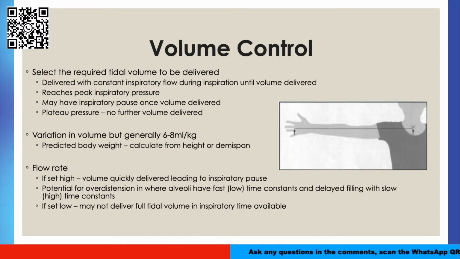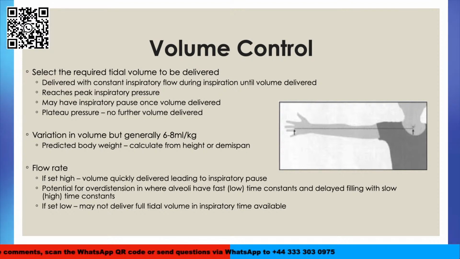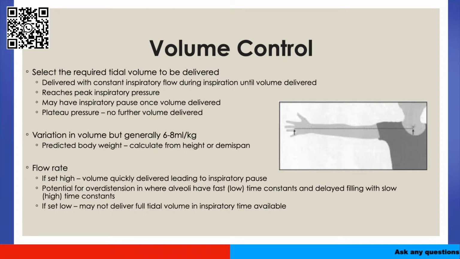If you set a high flow rate, it very quickly delivers the volume that you've asked it to deliver, but depending on your respiratory rate, there may well be an inspiratory pause. This means that if you have lung units where the alveoli have a fast or low time constant, there's a potential that they're going to start over-distending. And if you have units with a slower time constant, these will delay filling, so you can end up with slightly unequal distribution of your breaths.